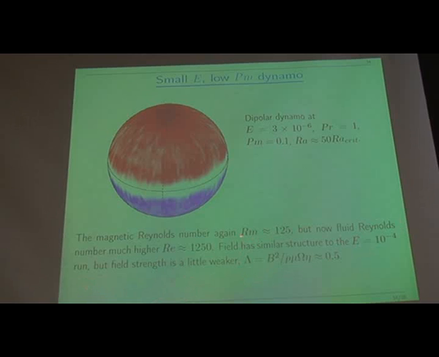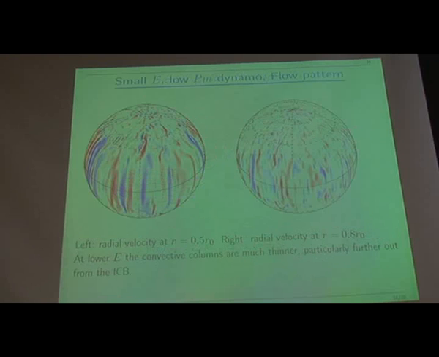So it's a similar field structure, but even more dipolar than it was. And the fluid Reynolds number is now considerably higher. But the fact that the fluid Reynolds number is higher still doesn't alter the fact that you're still getting these columnar structures, and you're still getting this massive mean dipole field. Interesting.